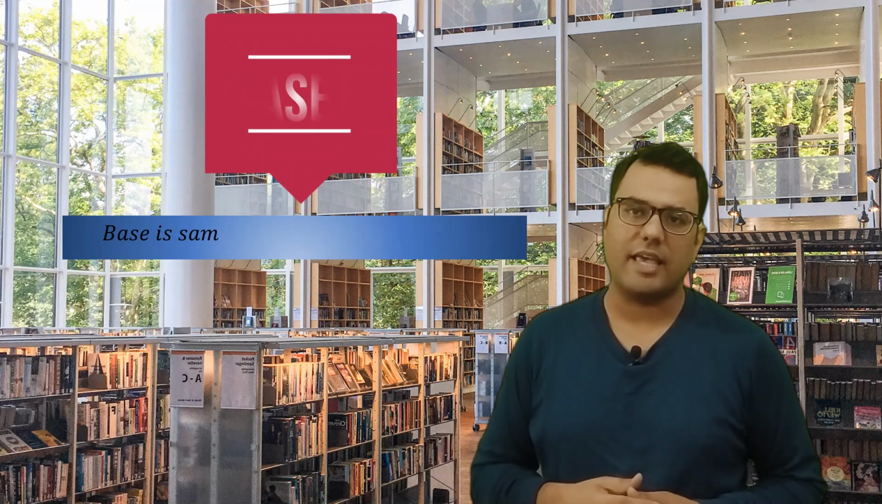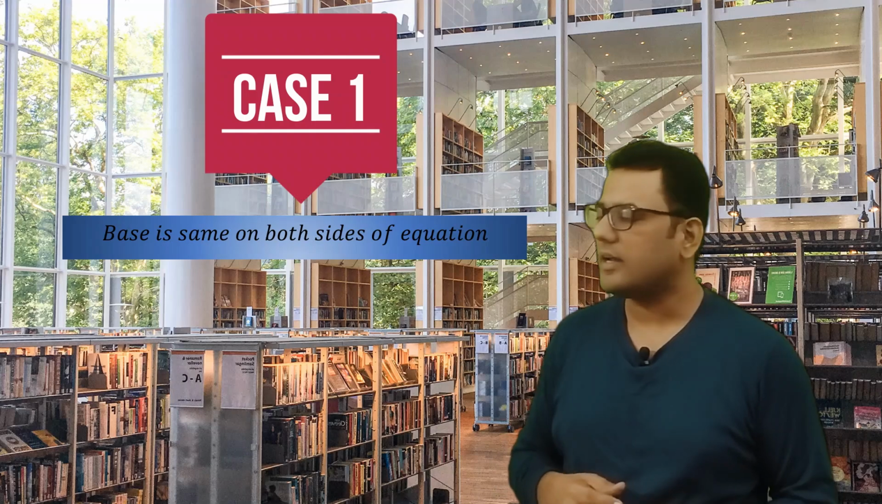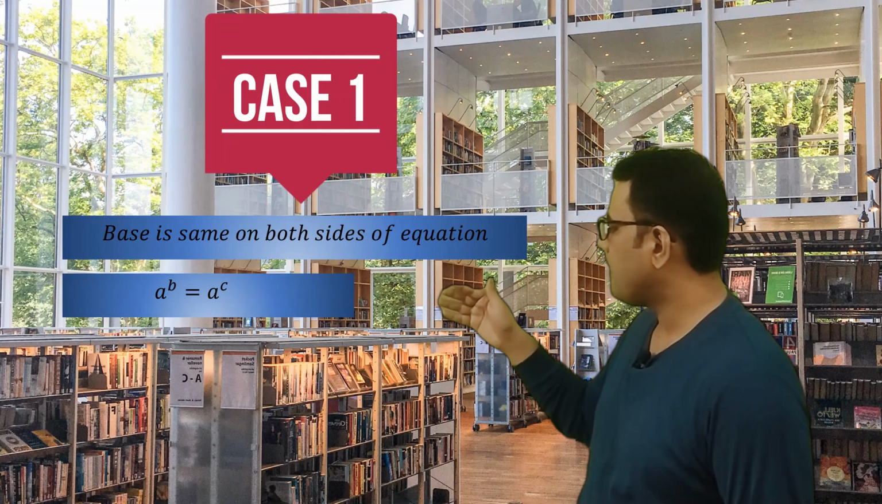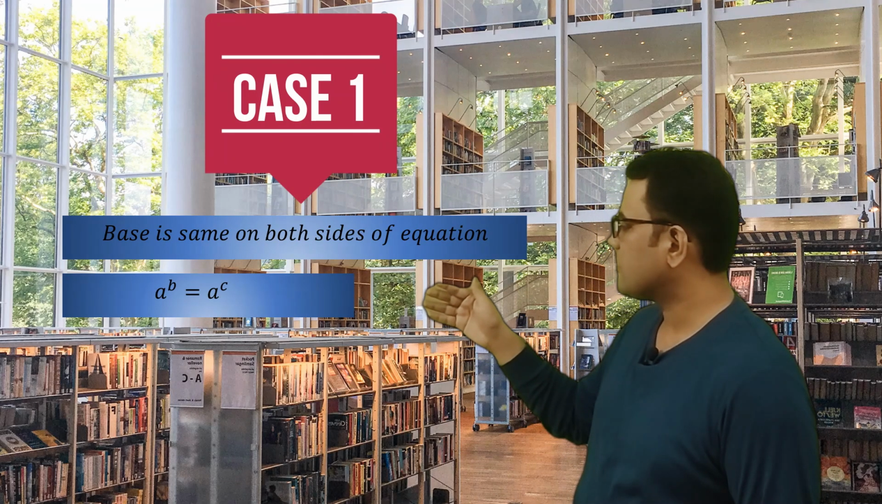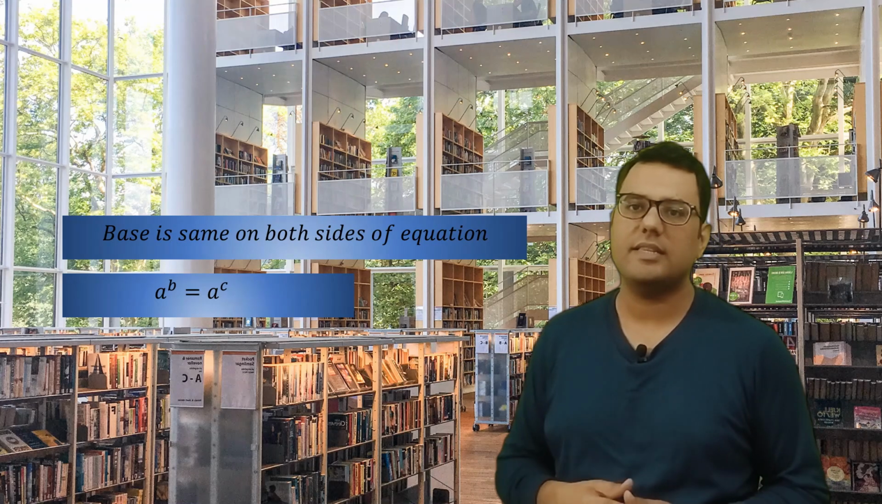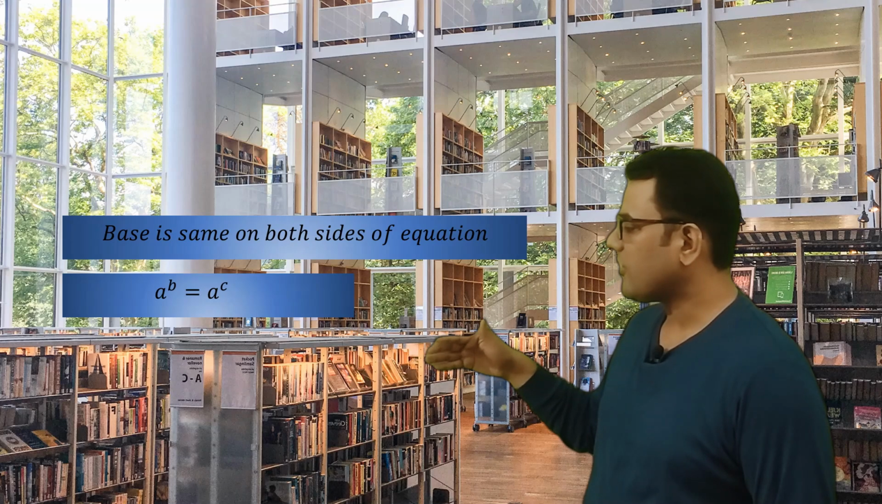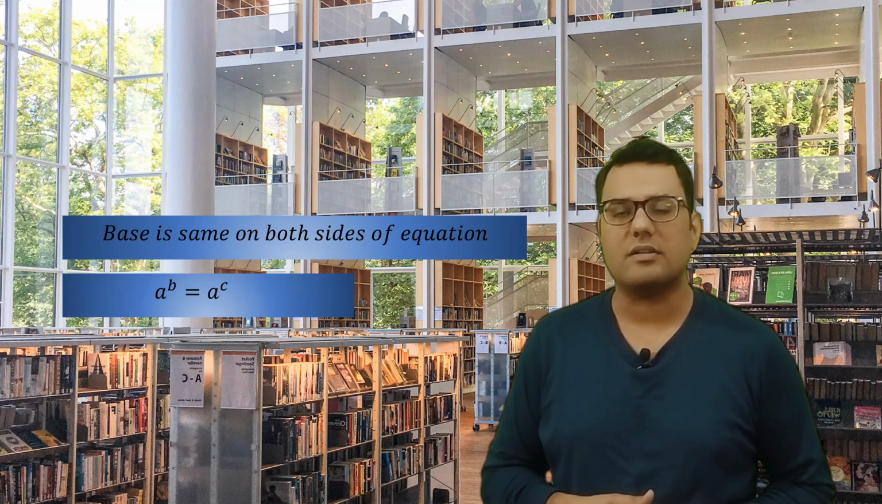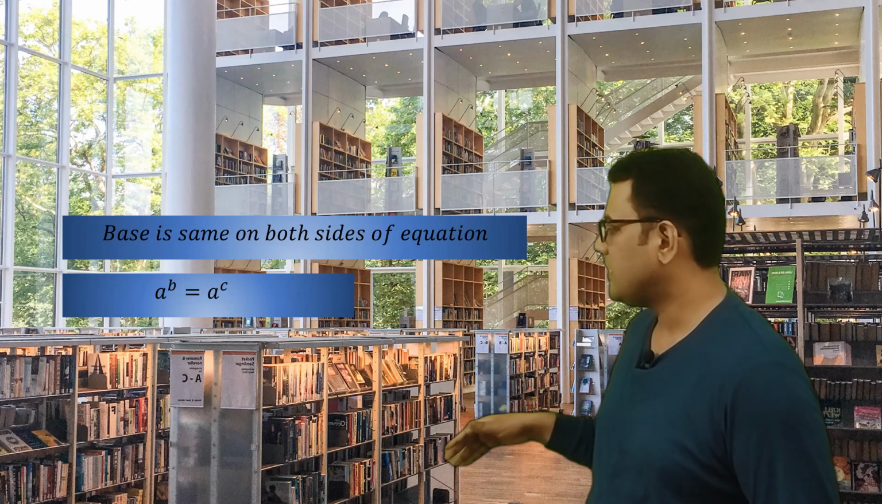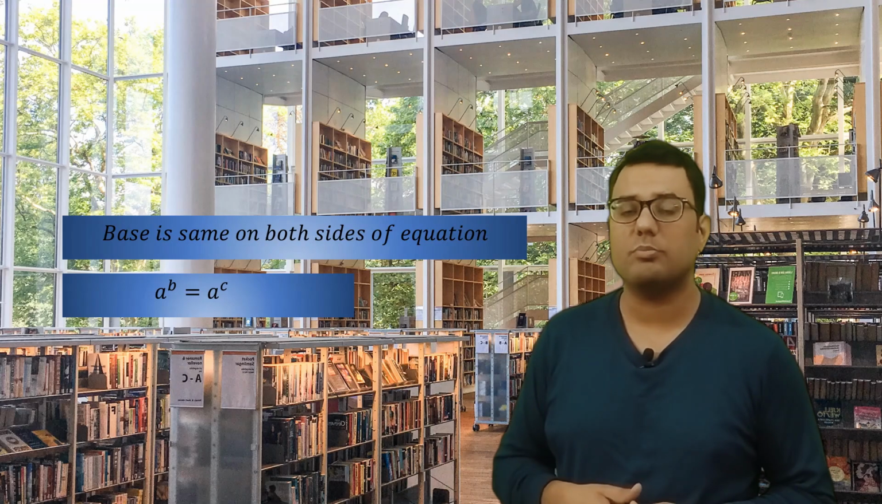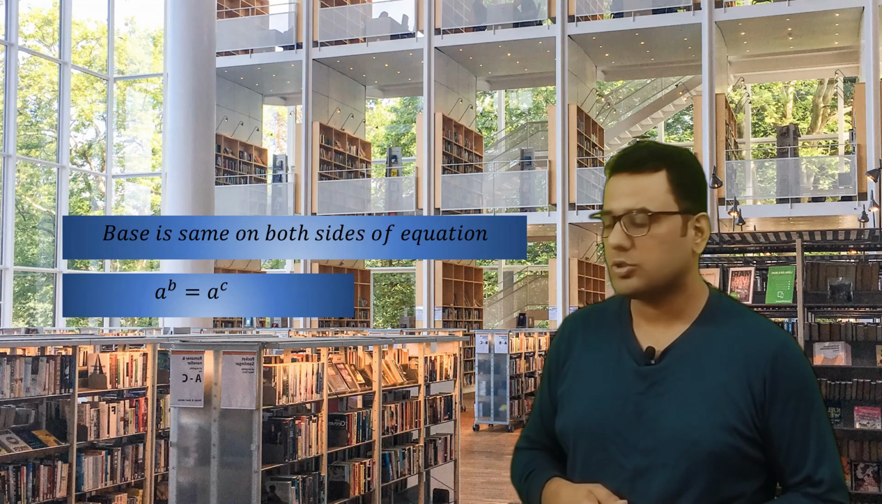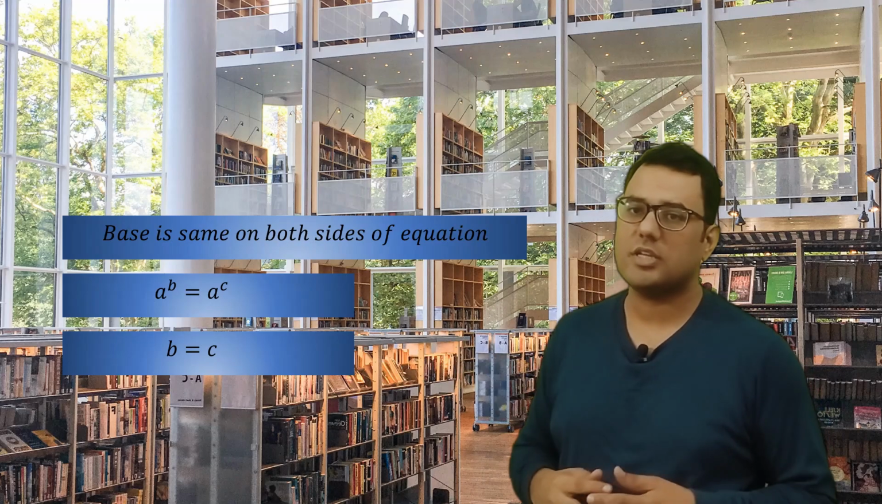If the base is same, our case 1, then a raised to the power b equals a raised to the power c. Now here you can see that if you have simplified an equation up to this level, where the bases are same, then the powers, the exponents on both sides too should be same. So then b must be equal to c.